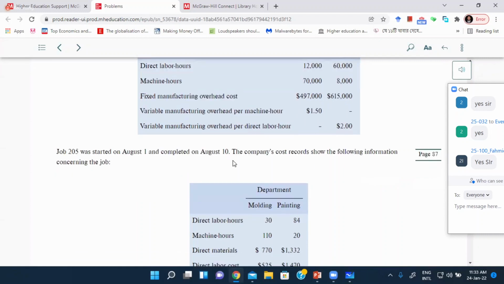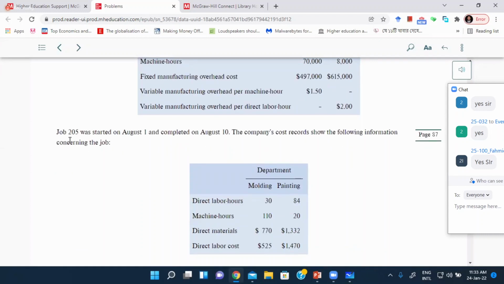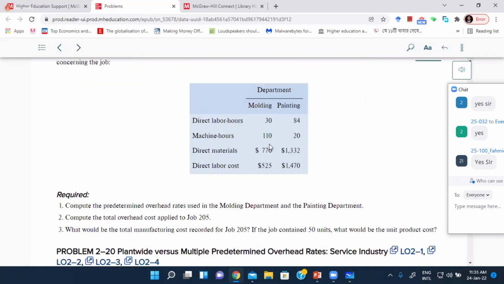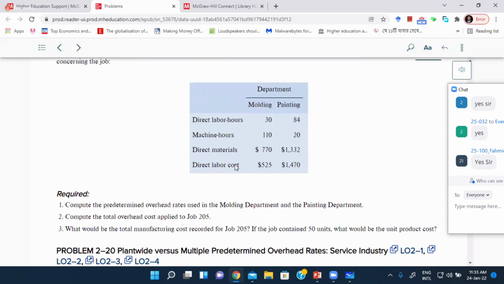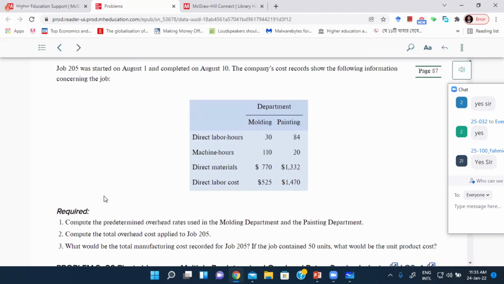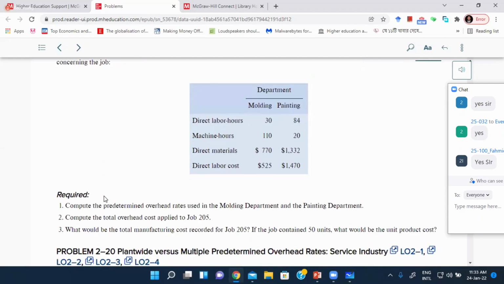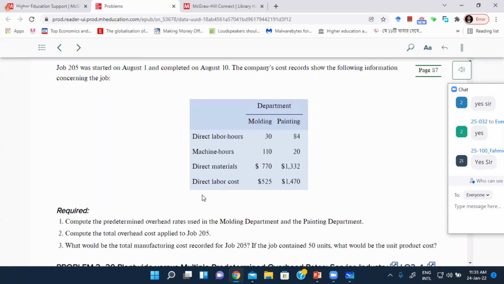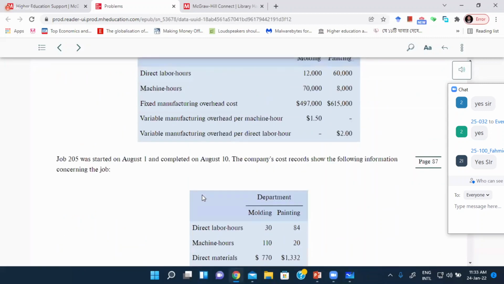So there is a job 205, which was started on August 1 and completed on August 10. The company's cost records show the following information concerning the job. So this is information particularly relevant for this job 205. Now, what is our task? Our task is firstly to compute the overhead rates for the molding department and the painting department. So these are some straightforward exercises. You need to solve it by yourself if you can recall what we understood in the class, in the slide from the previous class.